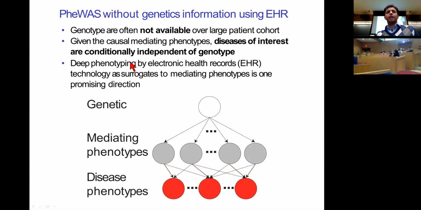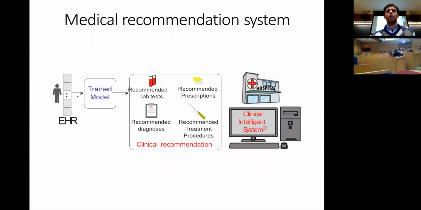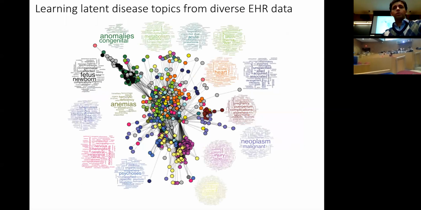So electronic health records basically allow deep phenotyping to start inferring what are the true underlying biological roots. The idea here is that if you had such an intelligent system, you could train the model based on existing data and then use it to make clinical recommendations for different systems. You could recommend lab tests, you could recommend specific diagnoses to the doctor that could then be verified by the professionals, or you could recommend prescriptions and even treatment procedures if you could do that systematically. So this is what we've been trying to do.